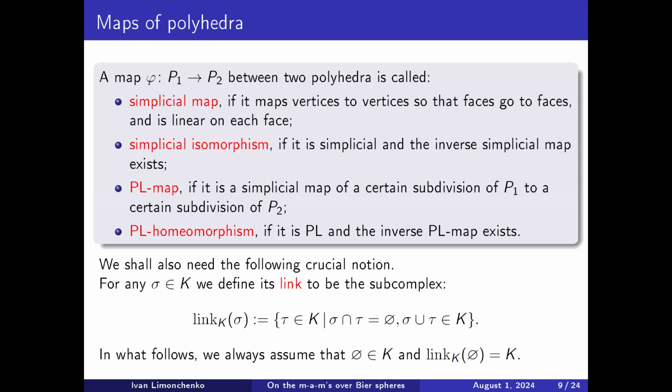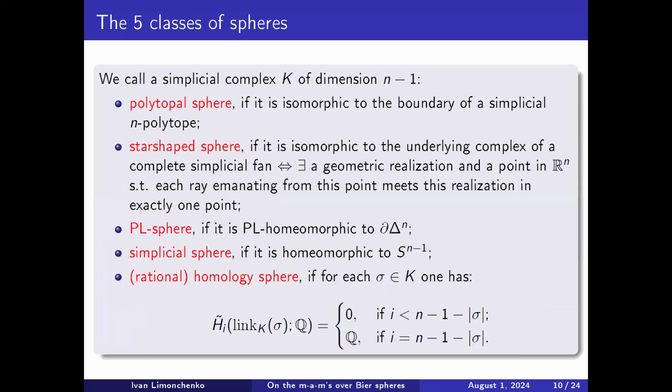So from now on, I would like to assume that the empty set is an element of K. And so immediately from this definition, you have that the link of this empty set is just the whole simplicial complex K. This will help me to define homology spheres in the next slide.